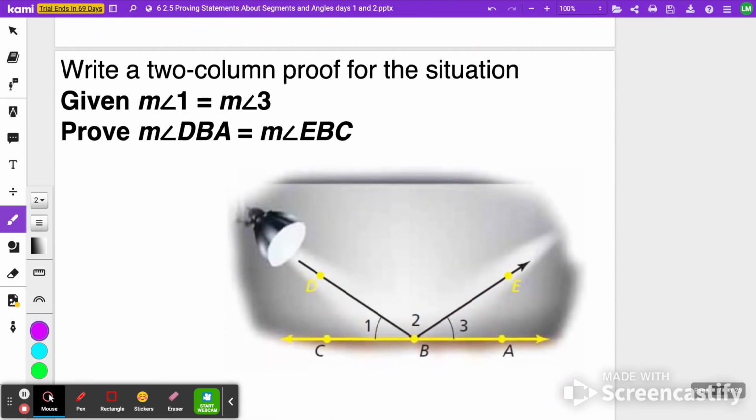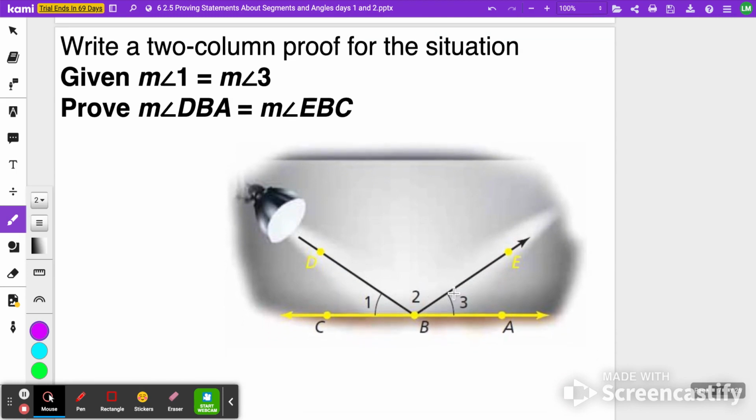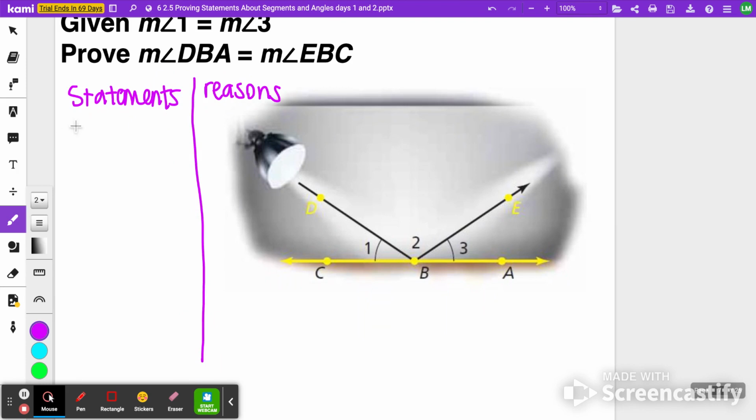So what we're going to do now is we're going to write a 2-column proof for this situation. Given that measurement of angle 1 is equal to the measurement of angle 3, let's try to work down to prove that DBA is equal to EBC. Here we go. The first thing we want to do is maybe make our 2-column of statements and reasons. And we're going to kind of write over our picture here. All right. Statement 1 is always your given. So we know that the measure of angle 1 is equal to the measure of angle 3. And we're going to say the reason is because that's given to us.